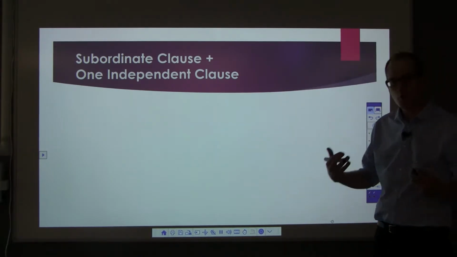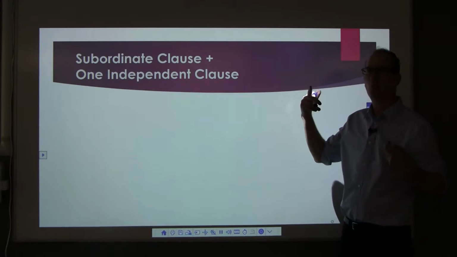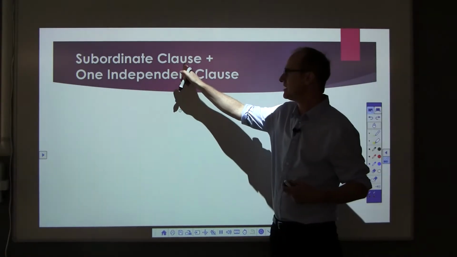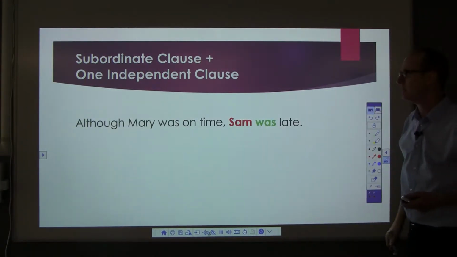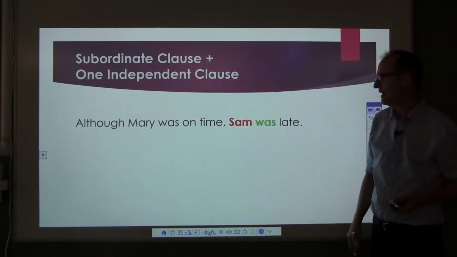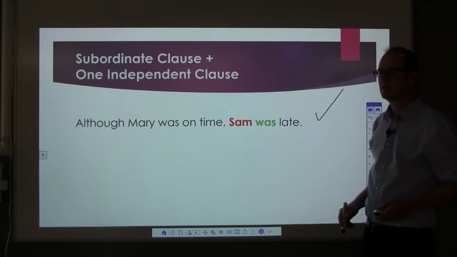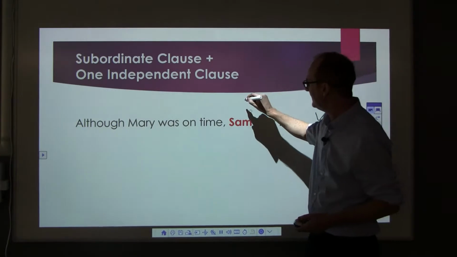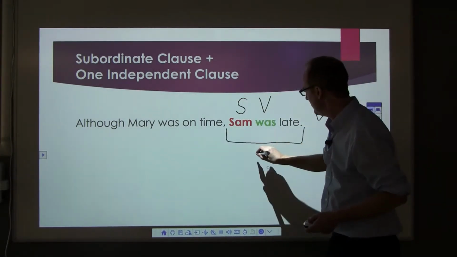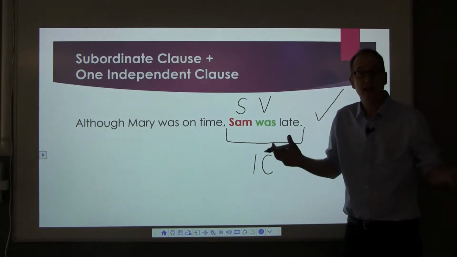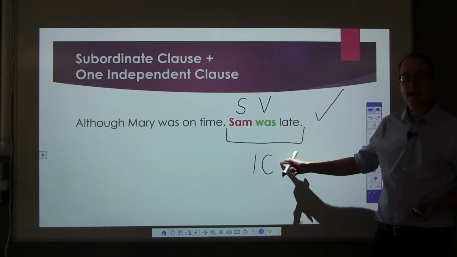Okay, another way to fix a run-on sentence is by creating one sentence with a subordinate clause and one independent clause. Let's look at what I'm talking about. Although Mary was on time, Sam was late. Here, this is a perfectly good sentence because all we have is one independent clause. Sam was late. See? And like I said before, it's okay to have one independent clause in a sentence. So this is the only one we have.